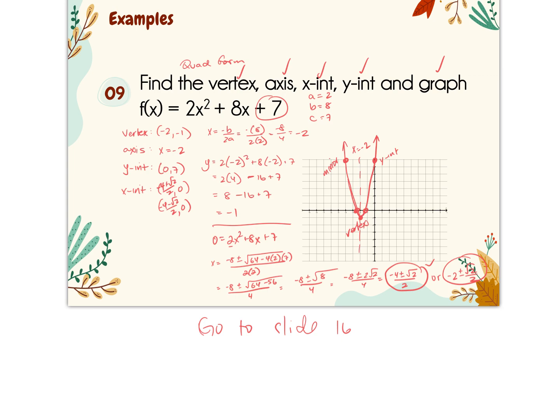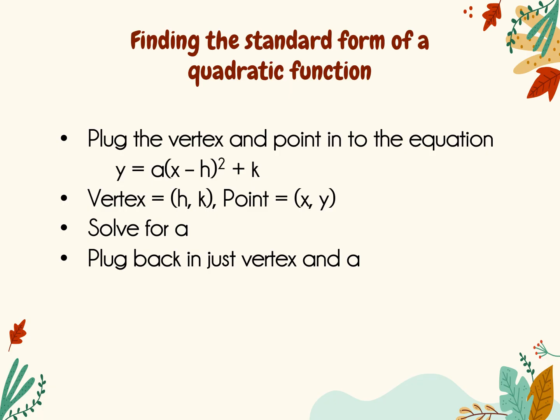Okay, so you're going to go to slide 16. This should be the last slide you look at after you've done everything else in this video. You should come back here. What we're going to do is find an equation, and we're going to put the equation in standard form. We know it's a quadratic function. We're going to be given a vertex and a point that the graph goes through, and we're going to be asked to create the equation that has that vertex and goes through that point. And we're going to put that equation in standard form.